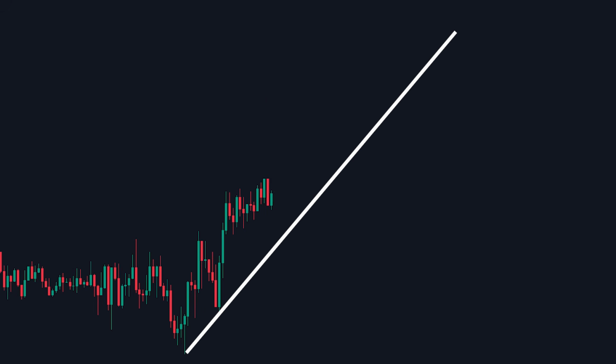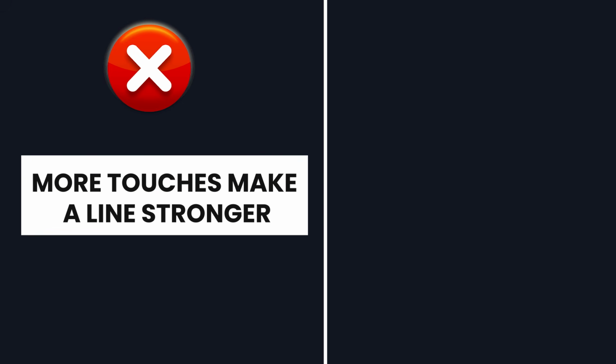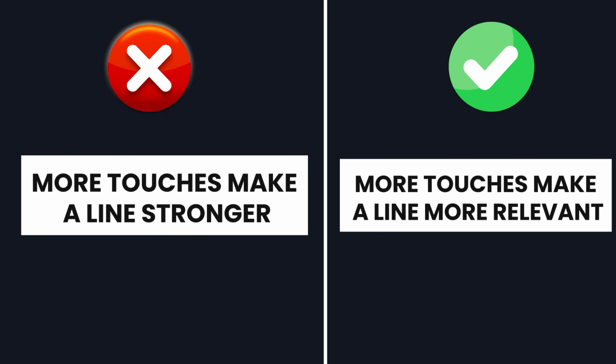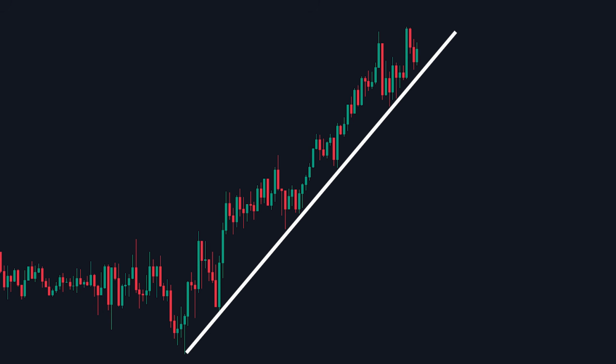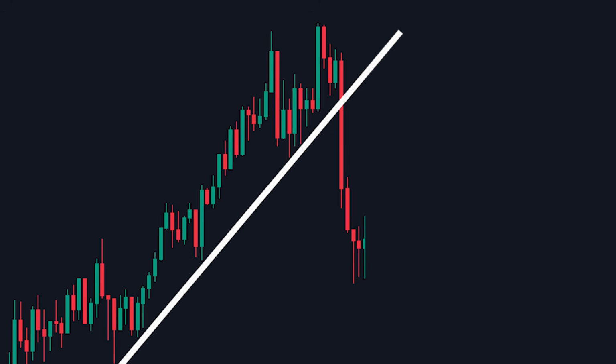But if price keeps returning again and again, barely bouncing, hugging the line, that's not strength. That's the buying behind that line running out. Each weak bounce is the buy program getting closer to empty. So forget the old rule that more touches make a line stronger. More touches make a line more relevant. But if price can't get away from it, the break is coming.